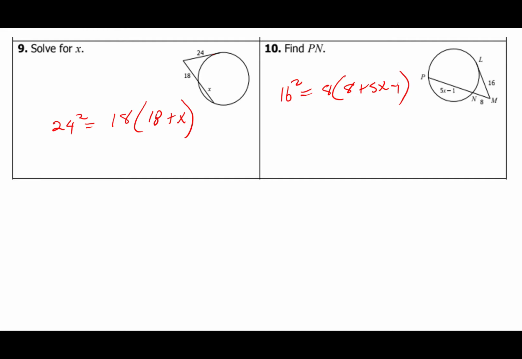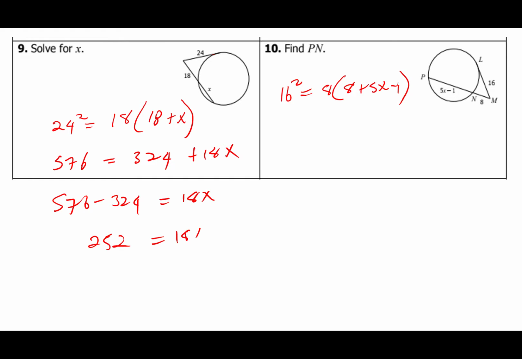All right, so let's solve this now. We got 24 squared, which is going to be 576, equal to 324 if we expand that, plus 18x. With that being our case, we're going to subtract 324. So this is going to be 576 minus 324 equal to 18x. This is going to be 252 equal to 18x. Divided by 18, divided by 18, we're going to get x to be equal to 14. So that's that for this problem right here.